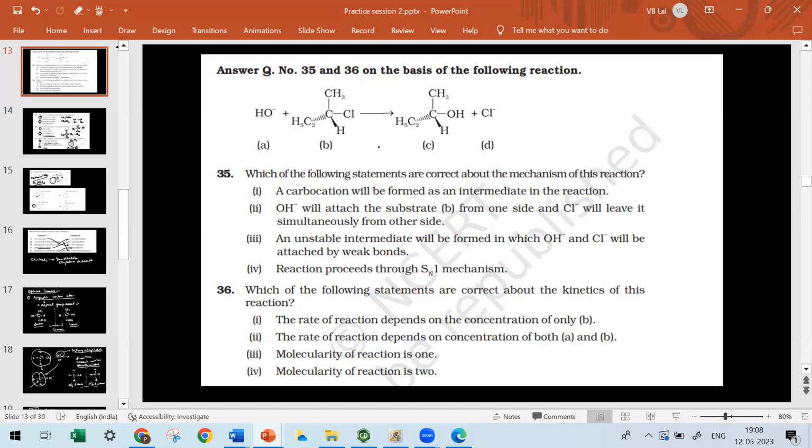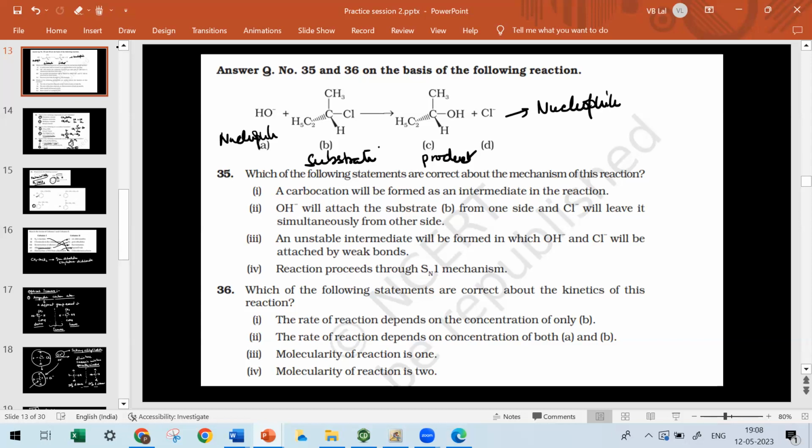Option 2, 35th. Also, remember that you can have more than one option for these. These are those MCQs where you have more than one option. Now you are saying option 2: OH will attach to the substrate B. Here you should understand what OH is. OH is a nucleophile, right? And substrate is this molecule B, and this is a product. And what remains, what comes out, is also a nucleophile.